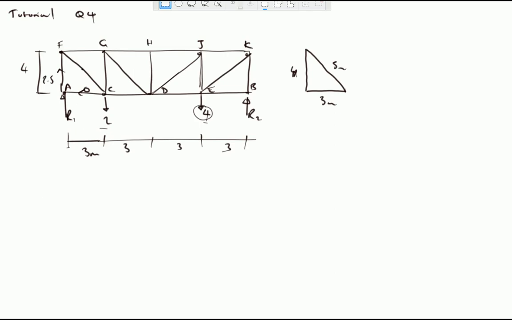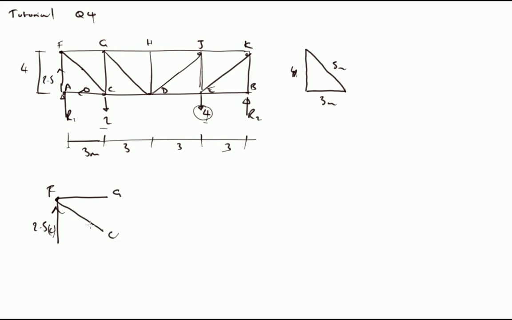Okay then, so I'm considering now joint F. Joint F has a vertical force which we know is 2.5 in compression, so 2.5 coming up in compression, and that gets distributed into Fg and Fc.